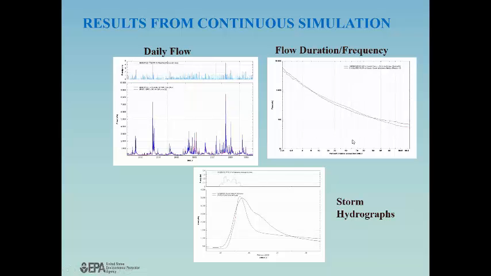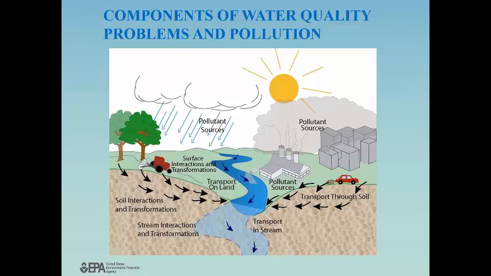The flow duration curve is a key aspect of assessing how the model behaves over the full range of flows, how well it represents your watershed, both high flows, low flows, and moderate flows. And this key aspect in performing calibration is looking at the flow duration curve.